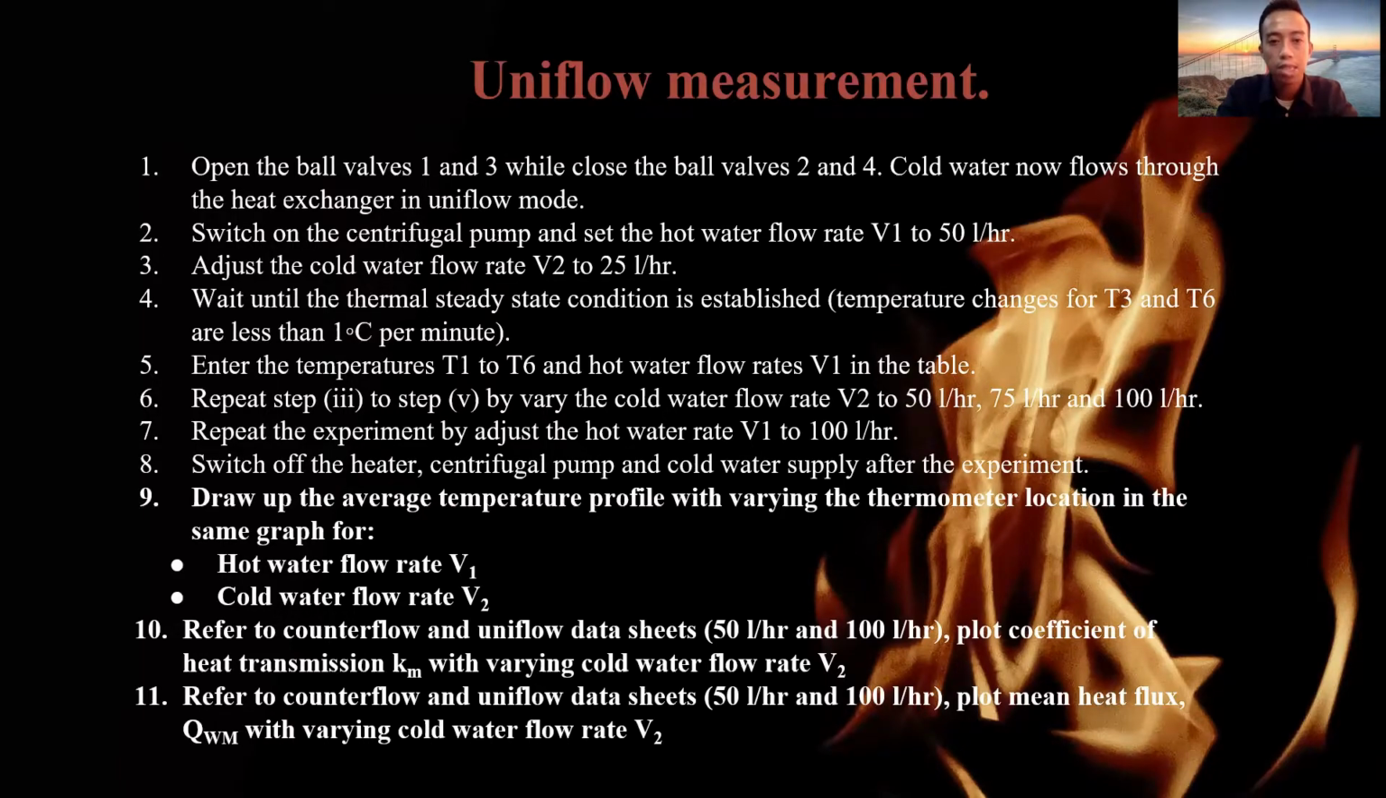Next, repeat step 3 to step 5 by varying the cool water flow rate V2 to 50 in 1 hour, 75 in 1 hour, and 100 in 1 hour. Next, repeat the experiment by adjusting the hot water flow rate V1 to 100 in 1 hour. And then switch off the heater, centrifugal pump, and cold water supply after the experiment. And then draw up the average temperature profile with varying thermometer location in the same graph for hot water flow rates and cool water flow rates.